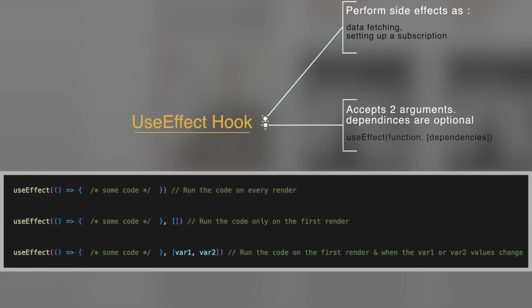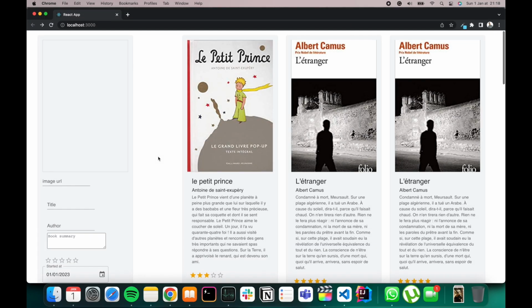As you can see at the bottom of the screen, we have three ways to use this hook. The first, with no dependencies, will run the first parameter, which is the function, on every render. The second, with an empty array of dependencies, will make the function run once, on the first render only. And the third way is where useEffect will run the function on the first render, but also every time one of the dependency variables gets updated.